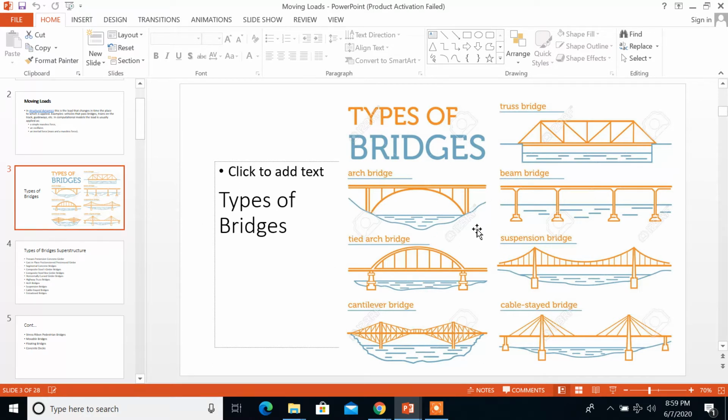First, let's identify what are the types of bridges. First is the arc bridge. Then, next is the tie-arc bridge. Then, next is the cantilever bridge. Next is the truss bridge. Then, next is the beam bridge. Then, next is the suspension bridge. And last is the cable stayed bridge.